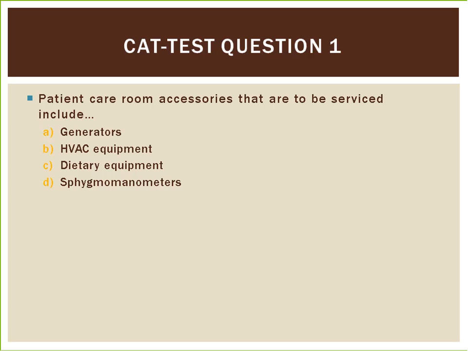A is incorrect because generators are not found in patient rooms. B is incorrect because HVAC equipment is serviced typically at the main equipment origin point. C is incorrect because dietary equipment is not found in patient rooms.